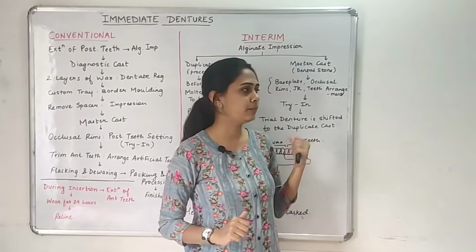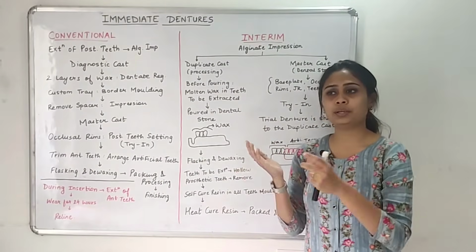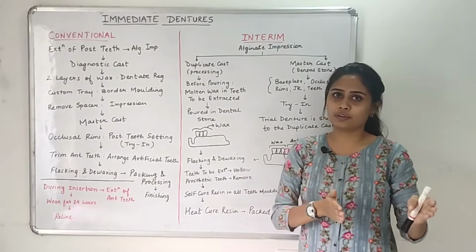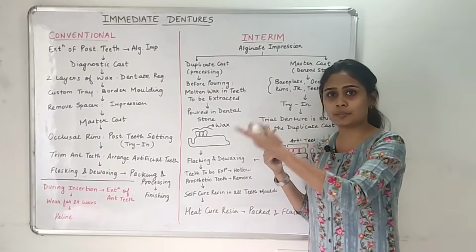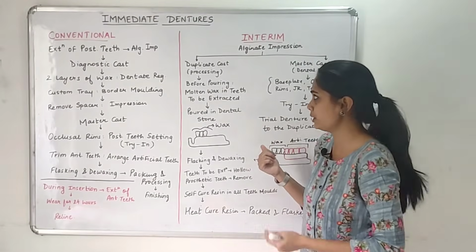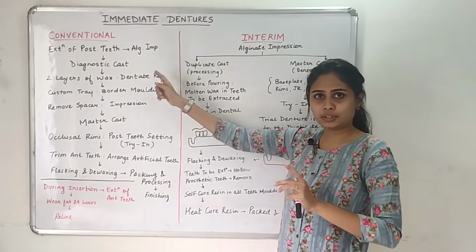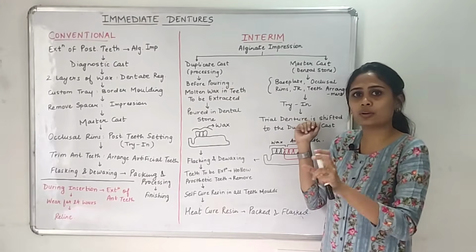Now moving forward to our interim immediate denture. As I told you before, interim immediate dentures are dentures which can be used for an intermediate period of time. These cannot be used as our complete dentures. We have to make a separate complete denture if we want to give it to the patient. So here it is the same scenario. We extract the posterior teeth. The patient will have the anterior teeth in his or her own mouth.